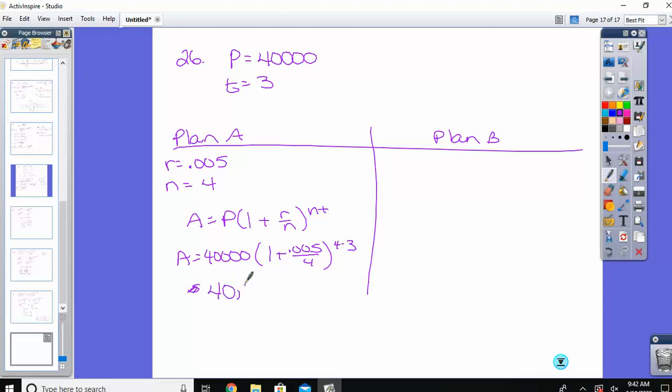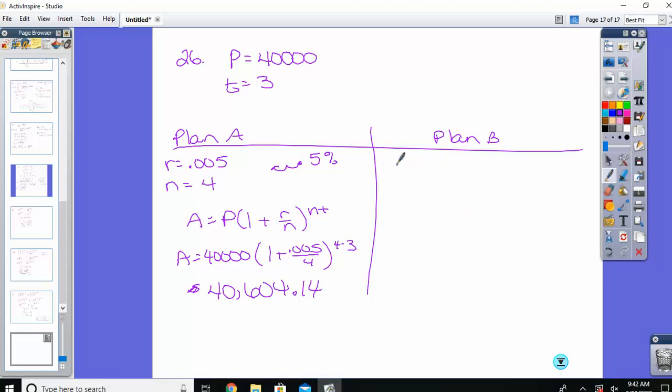For the rate, how many decimal places? Right, because I said 0.5%. If it has that percent symbol, you always move it back 2 more places. So the rate becomes 0.005. Oh, you had too many zeros.